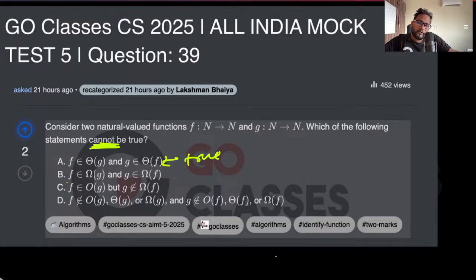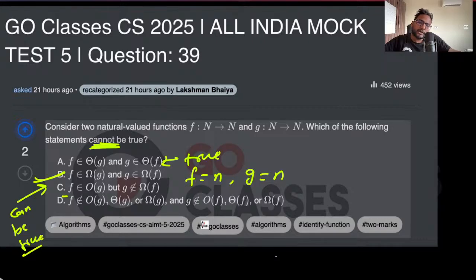This is true. If f is less than equal to g, it can also be less than equal to. Yes, if they are theta, then it is possible. If both are n, f is n and g is n, then yes, this is also true. This can be true.